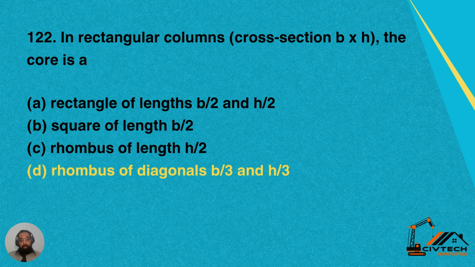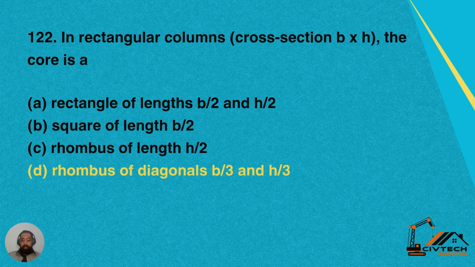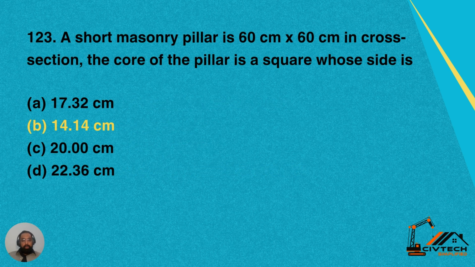122. In rectangular columns, cross section B into H, the core is a, option A, rectangle of length B by 2 and H by 2. Option B, square of length B by 2. Option C, rhombus of length H by 2. Option D, rhombus of diagonals B by 3 and H by 3. So D is the correct option for this question.